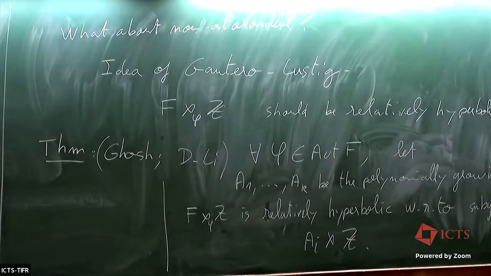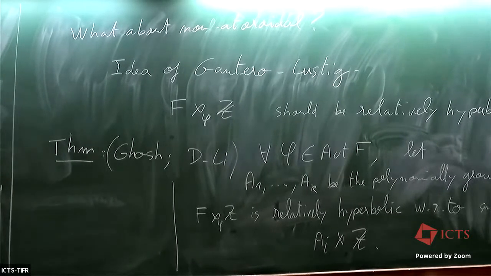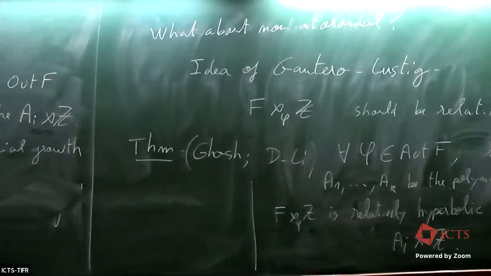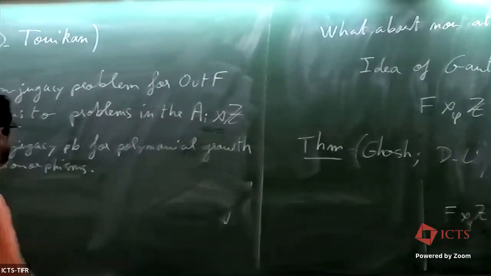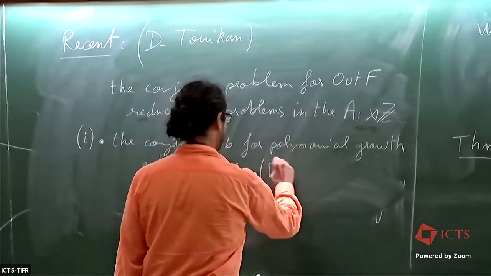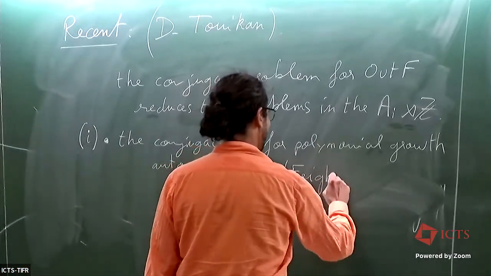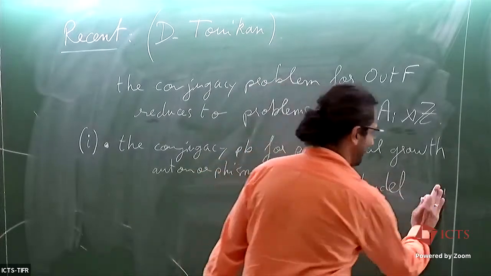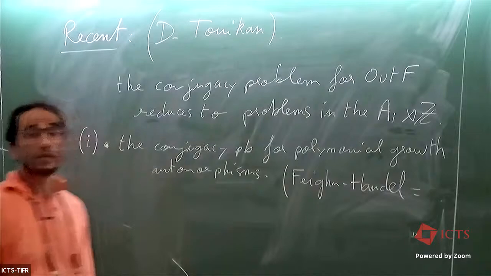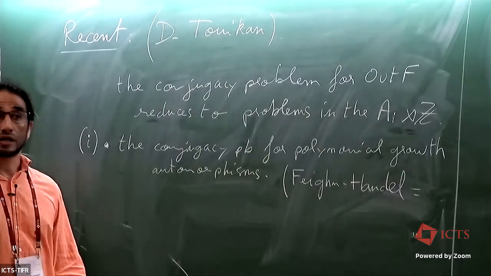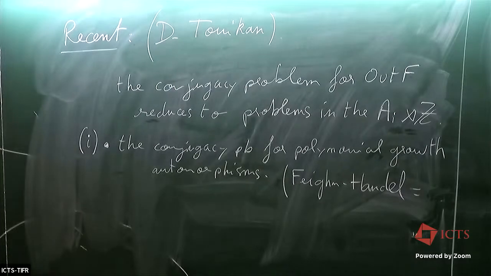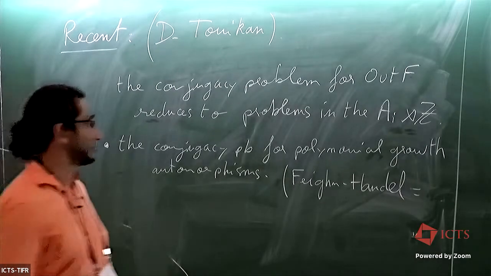Fortunately, this is partially known. There is a theorem of Bestvina, of Feighn and Handel, that gives an algorithm to solve the conjugacy problem for unipotent automorphisms of polynomial growth.